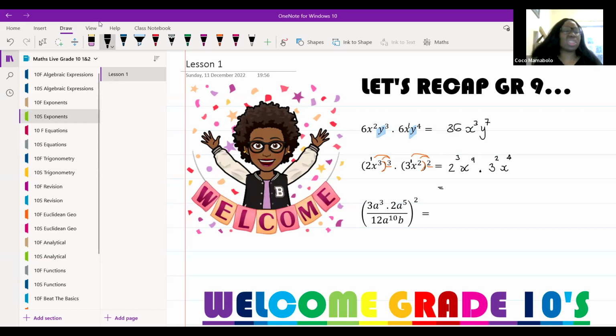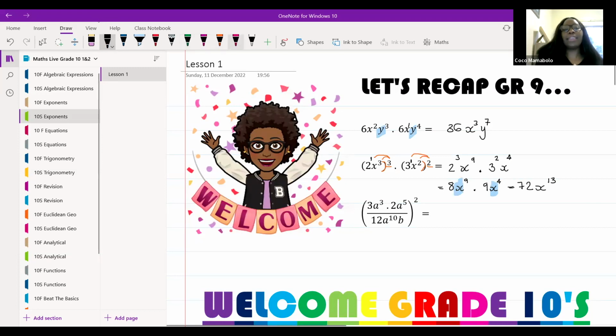Then I just have to consolidate the numbers. 2 cubed is 2 times 2 times 2. That's 8. X to the power of 9 times 3 squared is 9. X to the power of 4. Then again, I can just do what I did up top. Multiply my numbers. 8 times 9 is 72. Like bases are being multiplied over here, so I'm going to keep my base x, and I'm going to add my exponents. 9 plus 4 will give me 13.